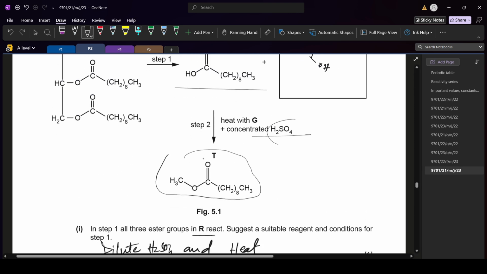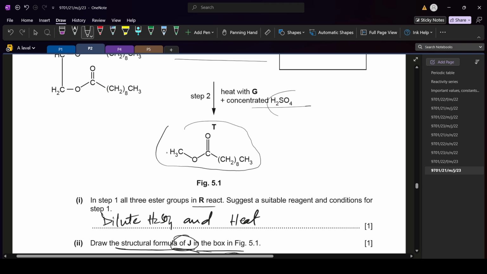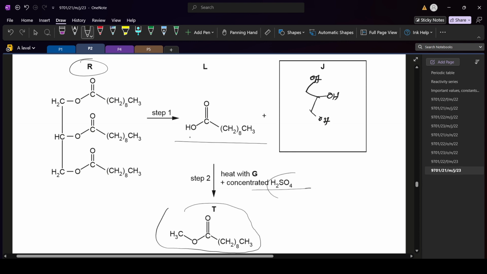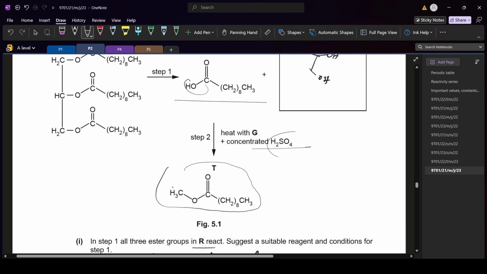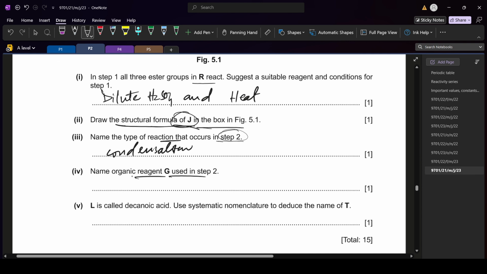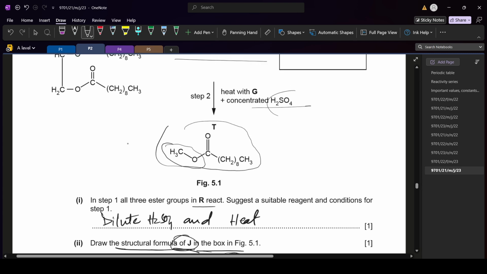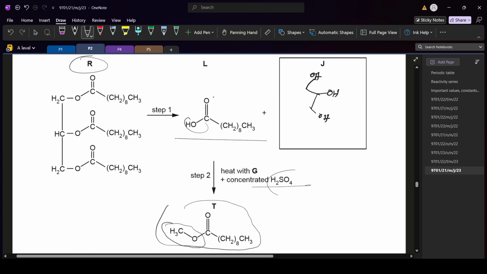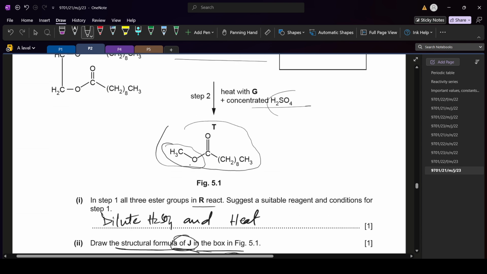So you can determine G from this T. You can see that this L has an OH group. So in the ester you can see that this methyl has only one carbon in the alcohol, so methanol. So the organic reagent G is actually methanol. You can identify this from the structure of T. You can see that there is an alcohol, and this alcohol is changed into an ester group, and then you have the alcohol part. So which alcohol is used? It is actually methanol.